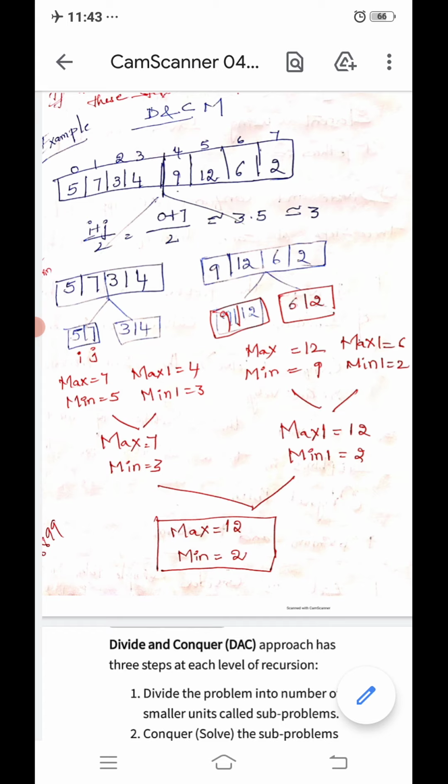Likewise, we have to follow the algorithm and check the example conditions. Based upon those conditions and comparisons, we get the maximum value and minimum value. This is the example of finding the maximum and minimum element by using the divide and conquer technique.